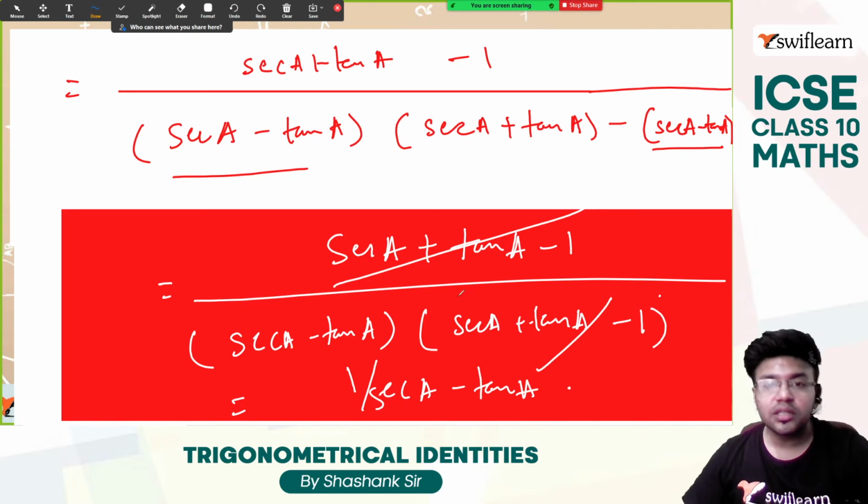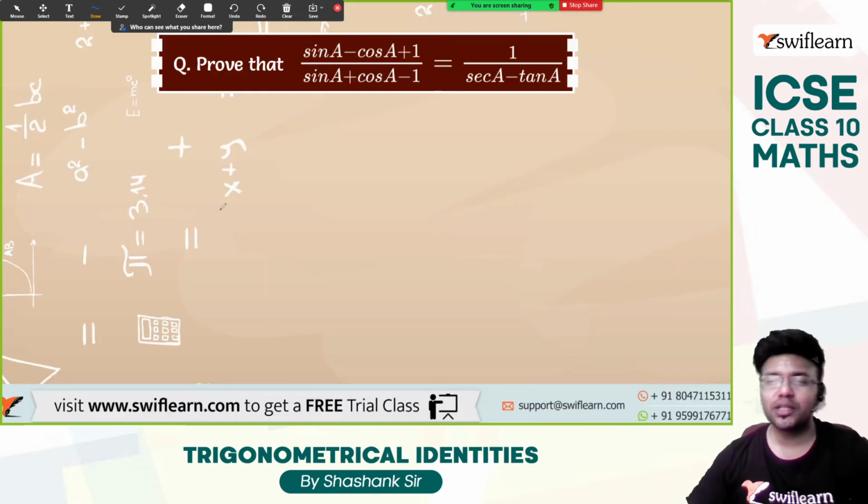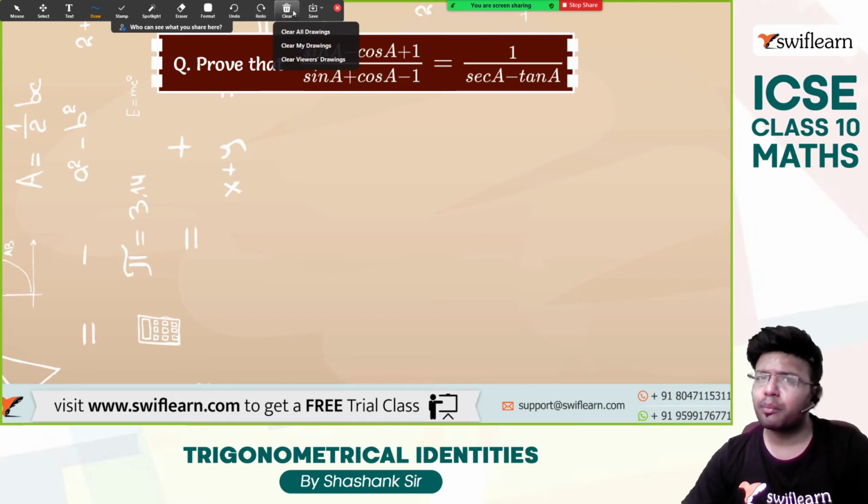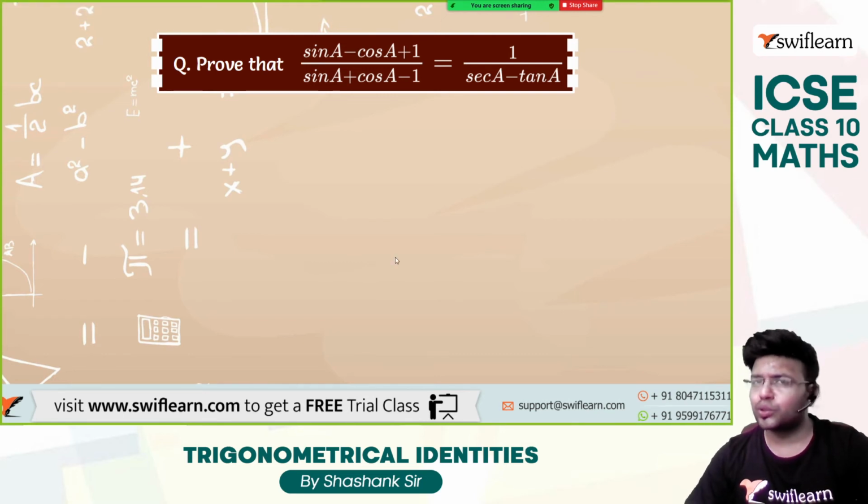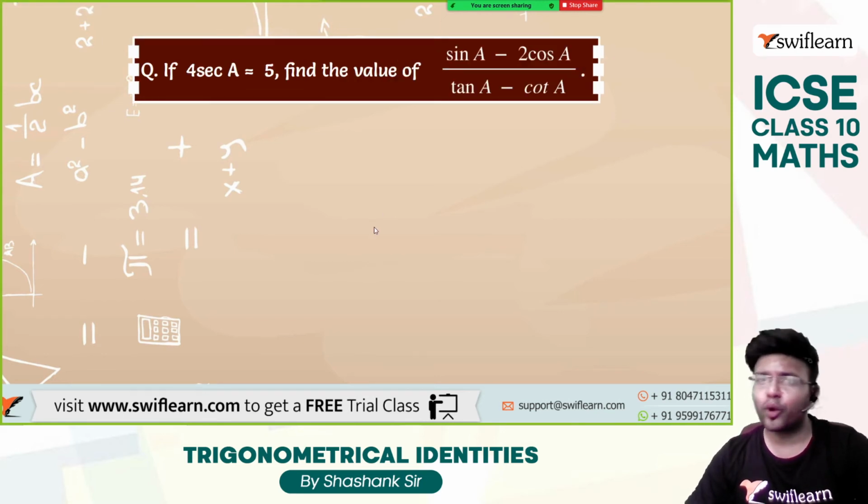So this is a different approach to solve this. In the previous class, in trigonometric identities 3 also, I solved this problem with a different approach. Check both approaches, and whichever approach you like, use that. By the way, this is an important problem, so practice this.